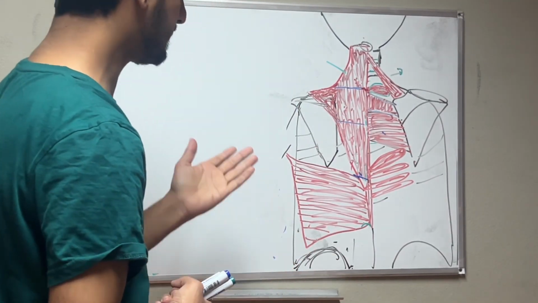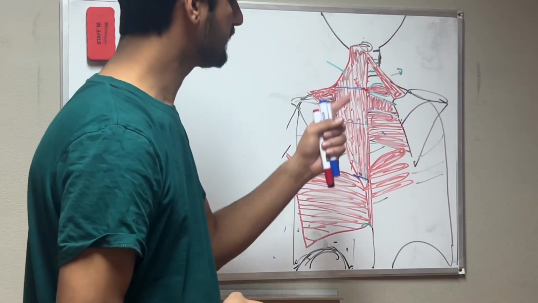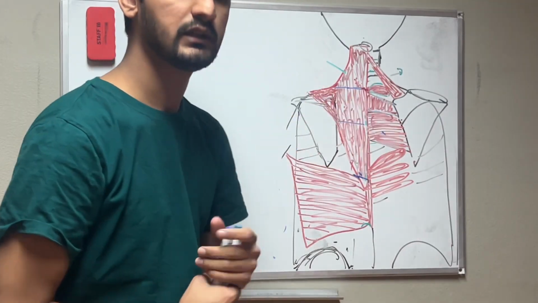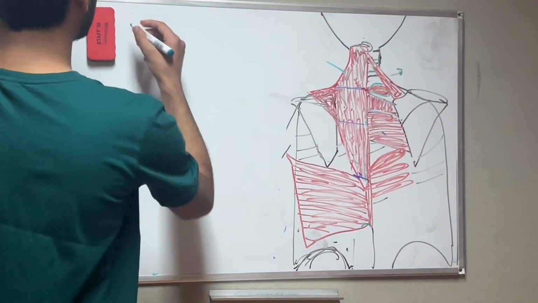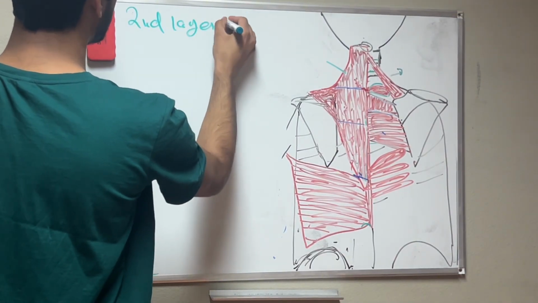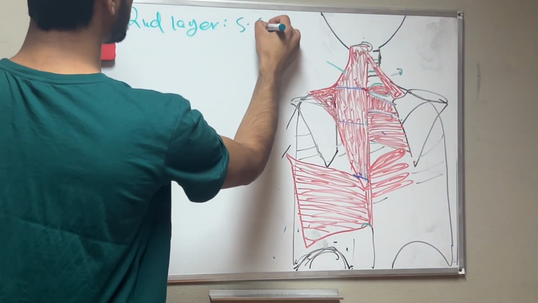Next we have the second layer, which has three muscles, which I discussed: rhomboid major, rhomboid minor, and levator scapulae muscle. Now we will go to the second layer of the superficial group of back muscles, don't forget, superficial group of back muscles.